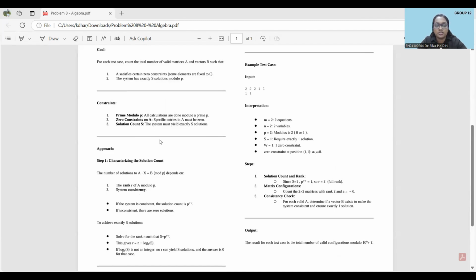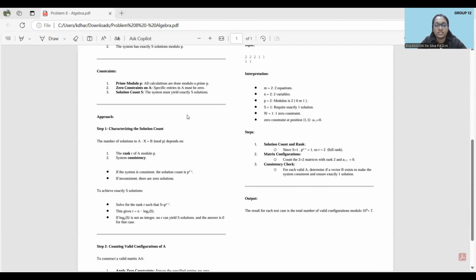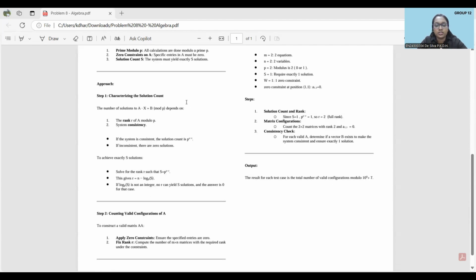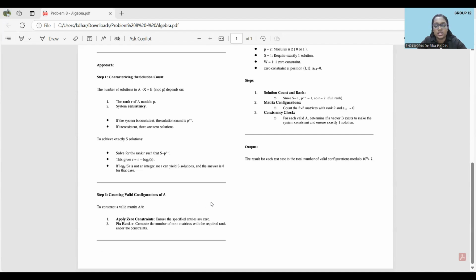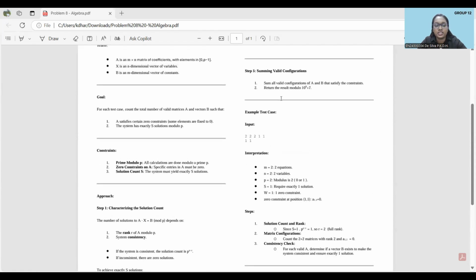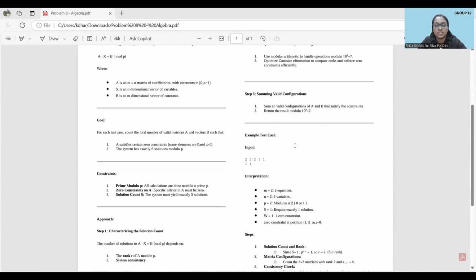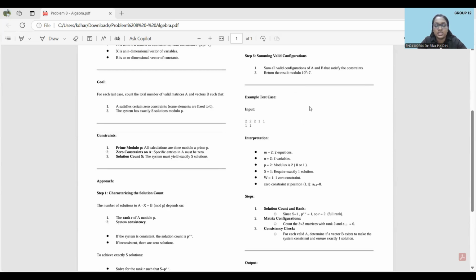To get S, we compute the required rank and count valid matrices A of that rank, ensuring consistency with B. For efficiency, modular arithmetic and Gaussian elimination help handle large computations, and the final result is the sum modulo 10 to the power 9 plus 7. It is a clever mix of algebra and optimization.